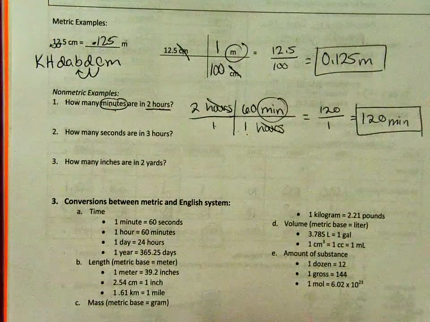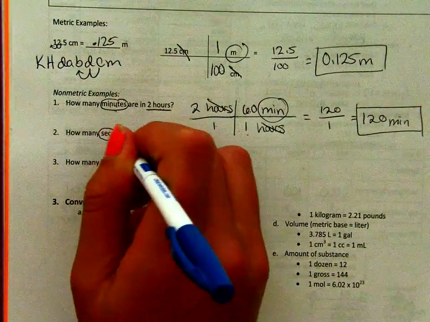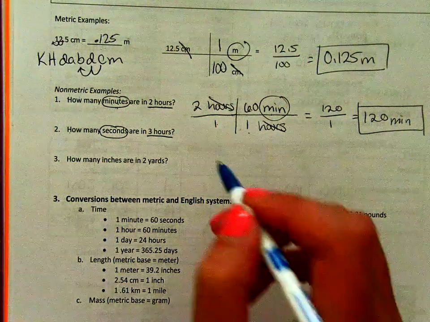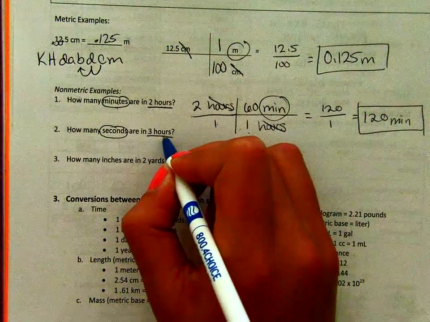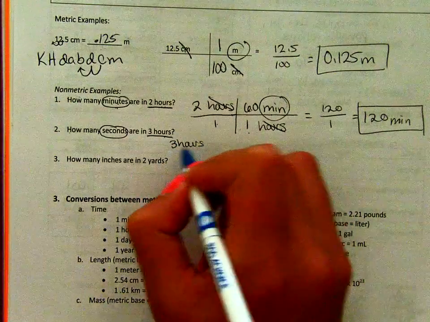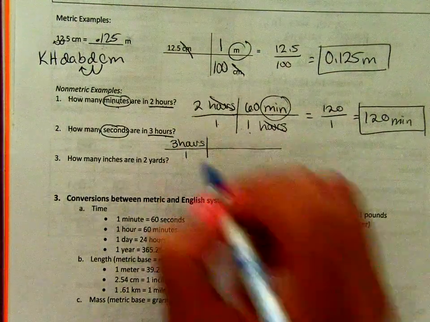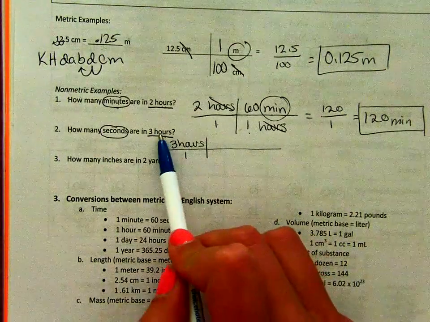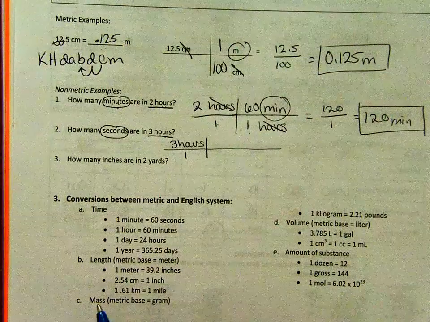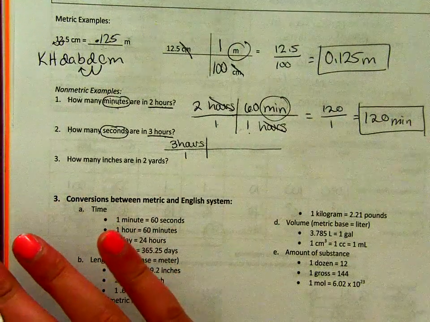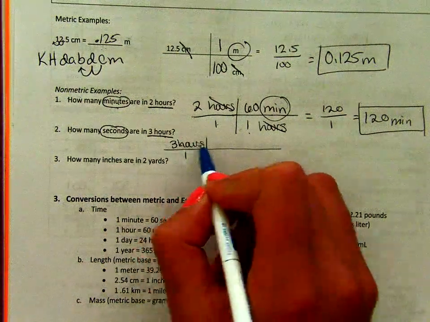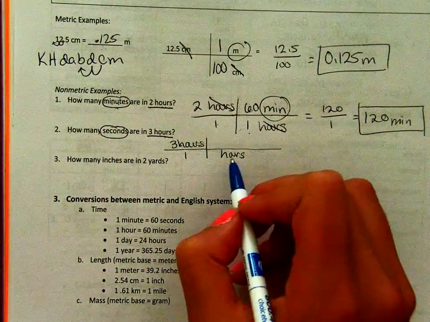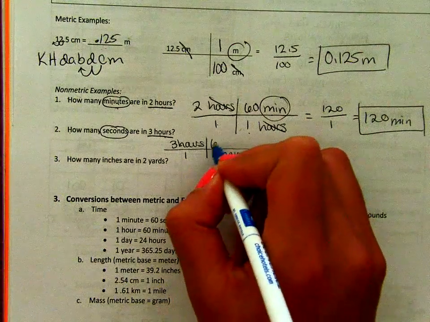Let's do another one. How many seconds, so I'm going to circle what I'm looking for, are in 3 hours. So I'm going to start with what I know. I know that I have 3 hours. Draw my line, put it over 1. That's how we start every problem. Even if you have no idea what to do, you can always start with what you know and put it over 1 and draw your line. Everyone can do that every problem. I'm going to bring my words down, which is hours. What do I know about an hour? Well, I know that in 1 hour, there are 60 minutes.